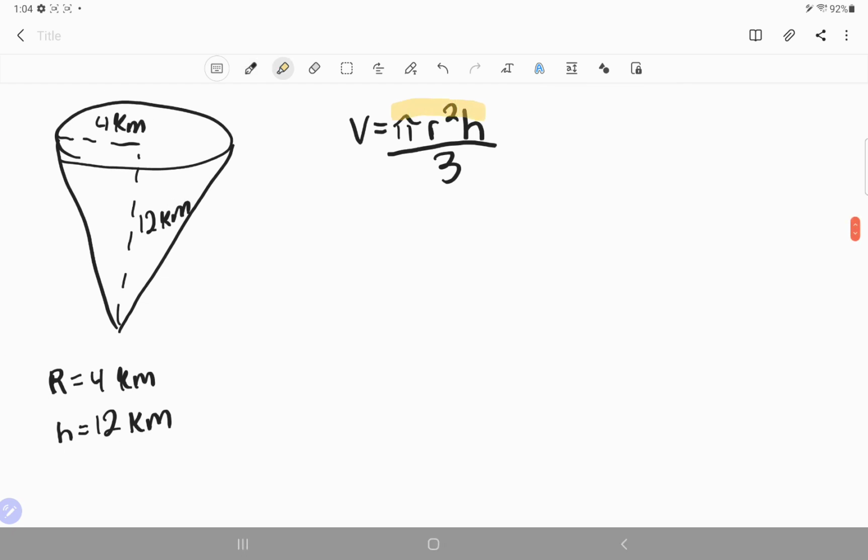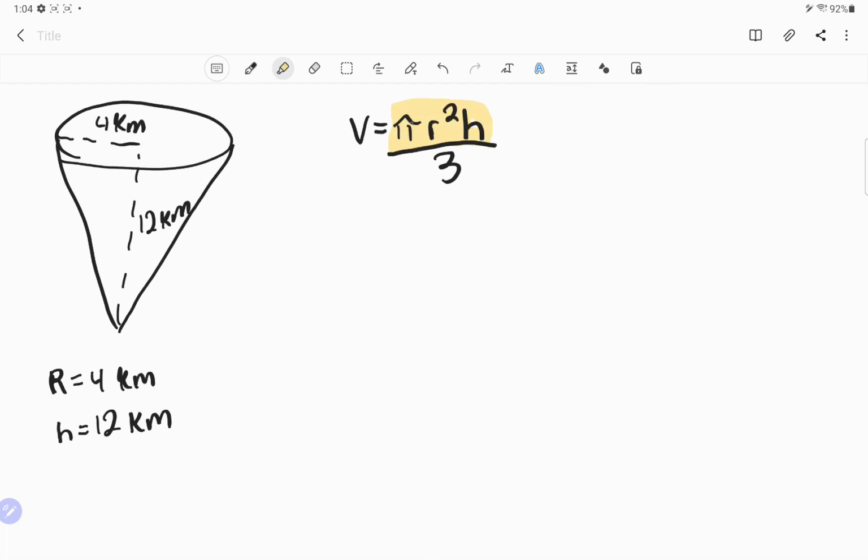Because the cylinder equation is just this. I'm highlighting it for you guys. Pi r squared h. That's the equation for a cylinder. What makes the difference between a cylinder and a cone is that you're going to have to divide by 3 at the end. And that's it.